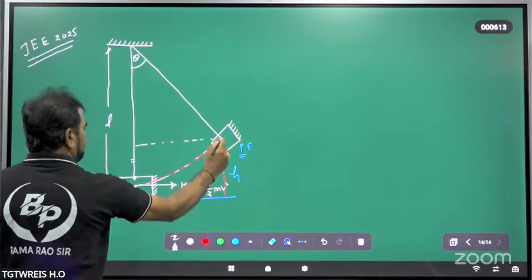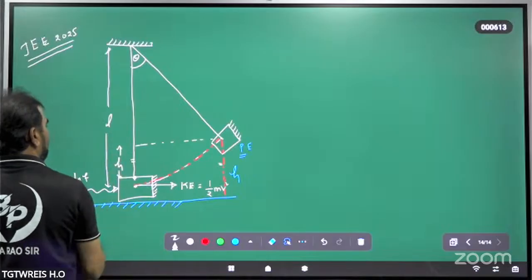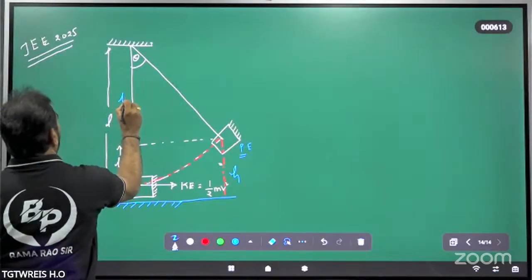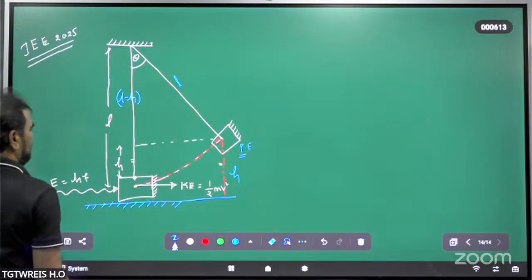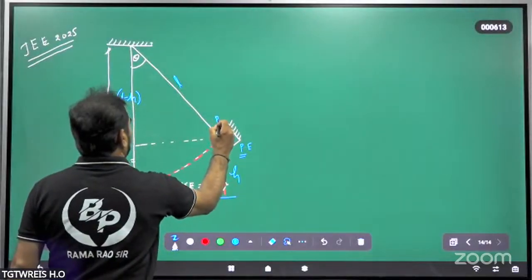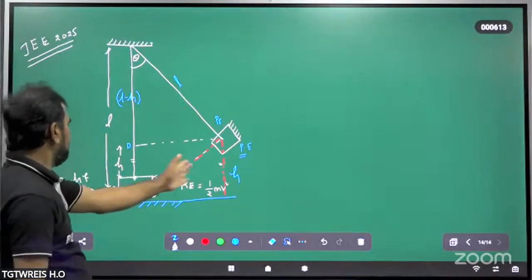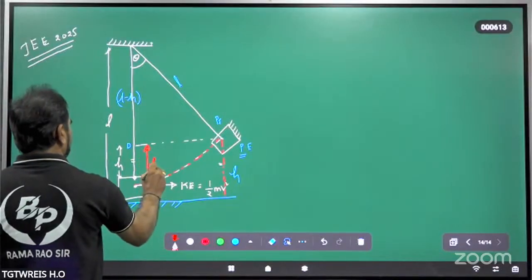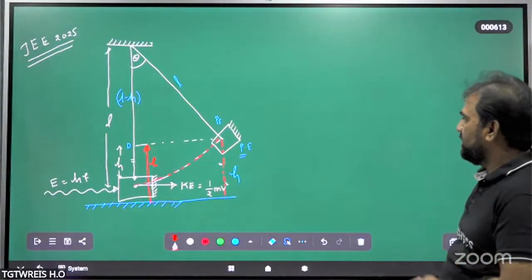These two are parallel lines. This is height h, and this is also height h. The remaining length is L minus h. This length is nothing but L. This point is D, and this point P is the final position. I have to calculate how much height it was raised. How do we calculate the height h?